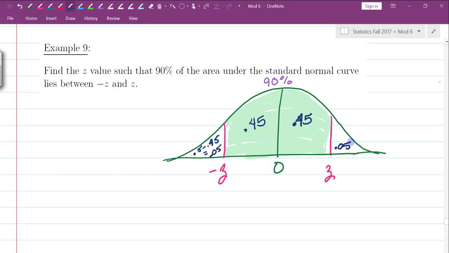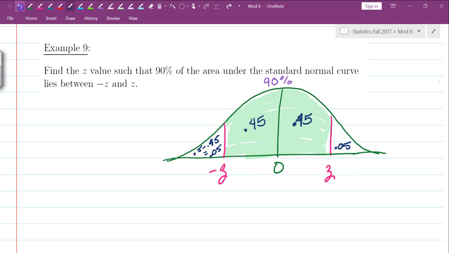Now notice, I have 0.05 plus 0.45. That equals 0.5. On the right-hand side, I have 0.45 plus 0.05, or 0.5. If I have 0.5 on this side and 0.5 on this side, I add them together and I get 1.0. So that accounts for 100% of the area under the curve.